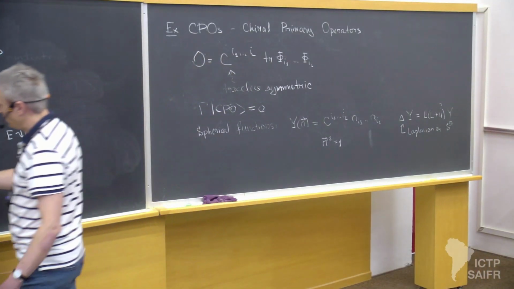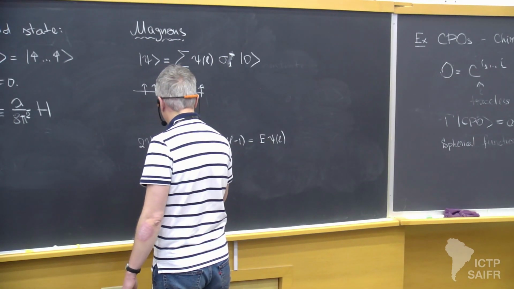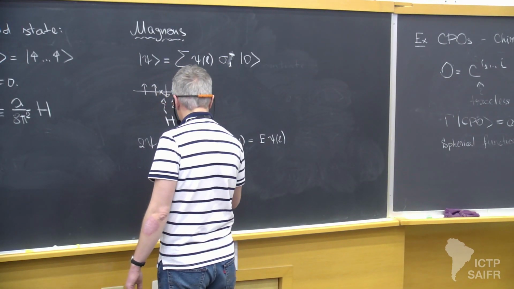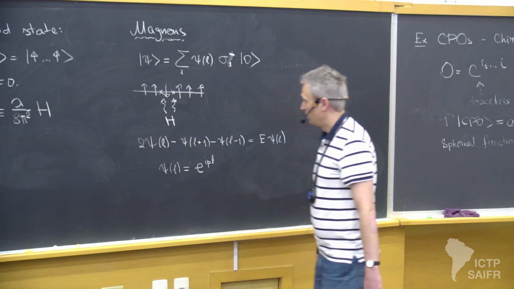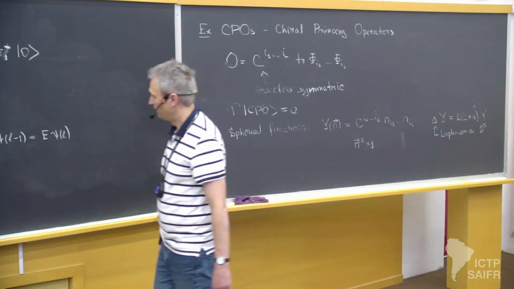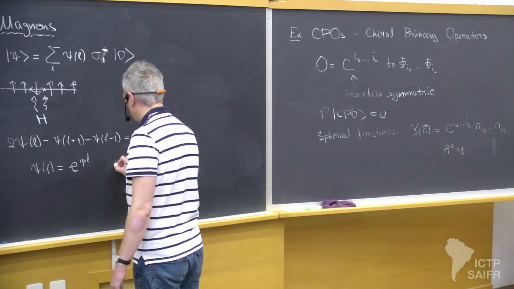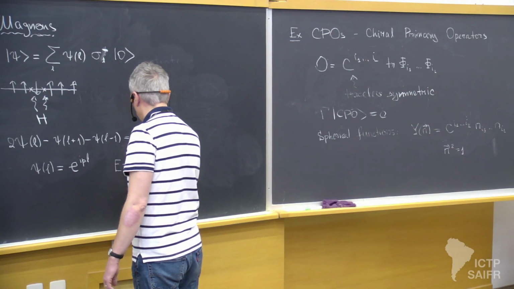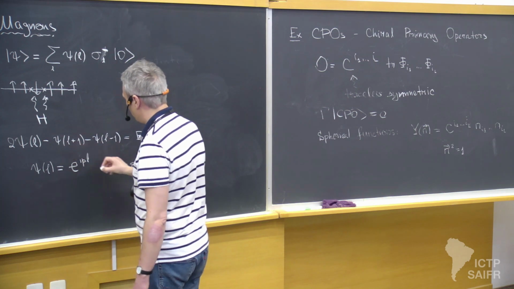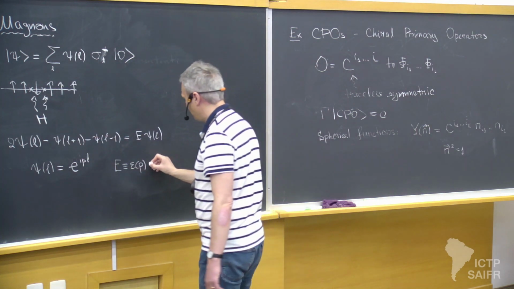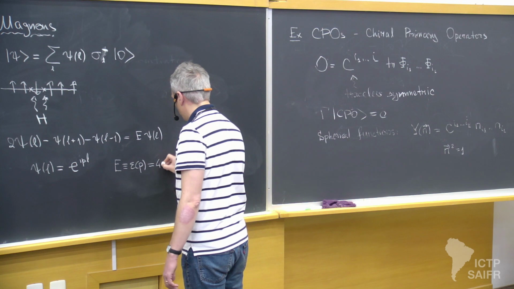And the solution, which can be anticipated on general grounds, is simply a plane wave, where substituting it in the Schrödinger equation gives the dispersion relation.